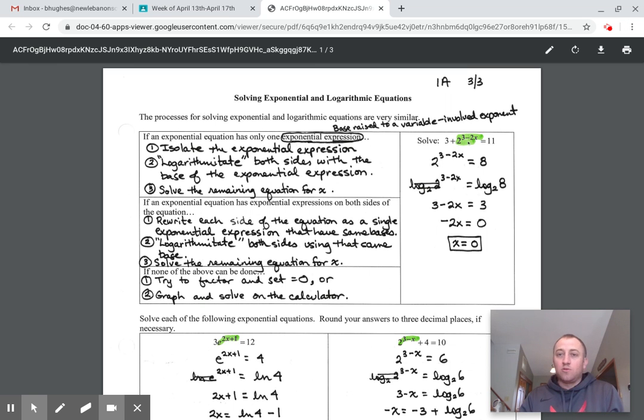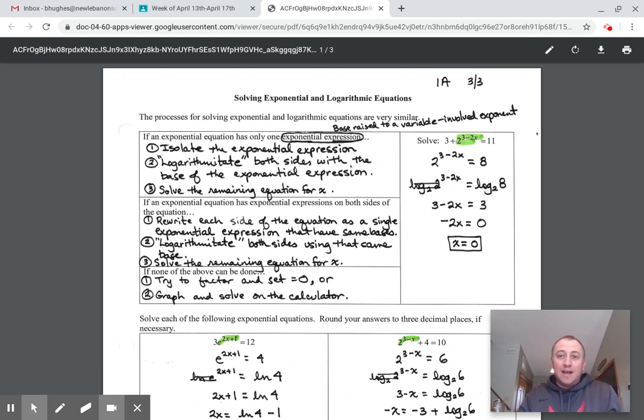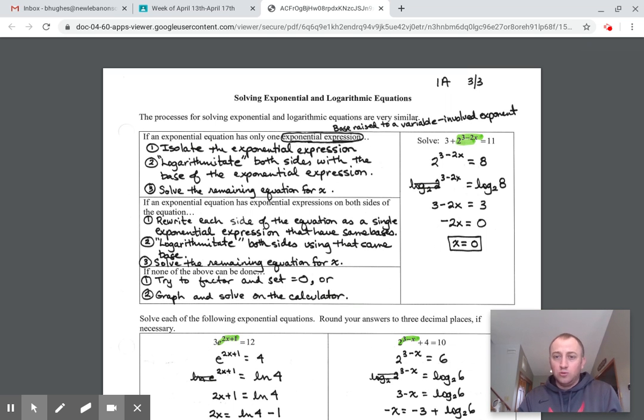So if I'm dealing with an exponential equation, and they give you an example there, 3 plus 2 to the 3 minus 2x, there's my exponential expression. Basically, it's where your exponent has a variable involved. So I would really need to isolate that base of 2 with my exponent by itself. So if I subtract 3 from both sides, that's a good starting place. 2 to the 3 minus 2x is equal to 8.